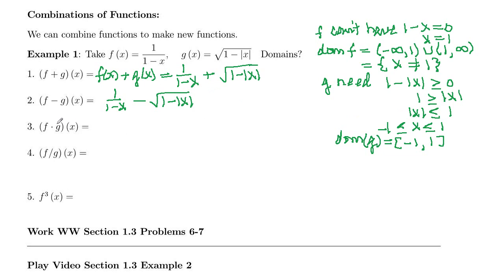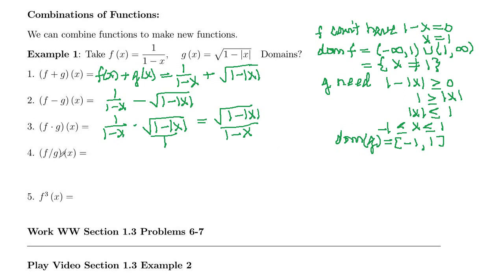So it's what you would think. F times g at x, you're going to multiply the two functions. So you're going to do 1 over 1 minus x times your root 1 minus absolute x. And this is really on the top, that's really over 1. So you could multiply straight across and get root 1 minus absolute x over 1 minus x. And again, the domain is going to be the intersection of these two.